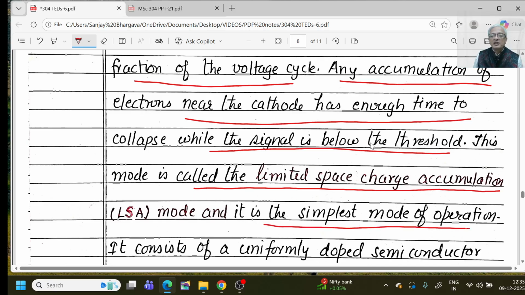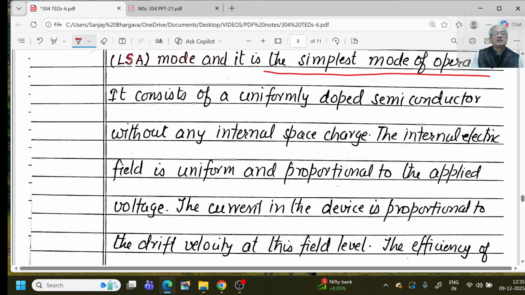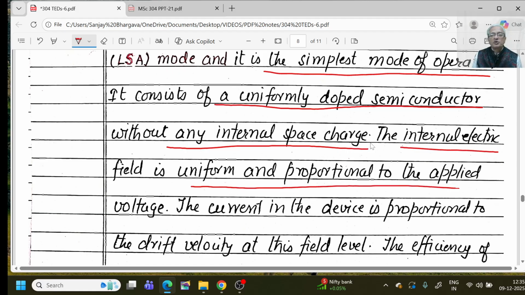And it is the simplest mode of operation. LSA mode is the simplest mode of oscillation. It consists of a uniformly doped semiconductor without any internal space charge. The internal electric field is uniform and proportional to the applied voltage.